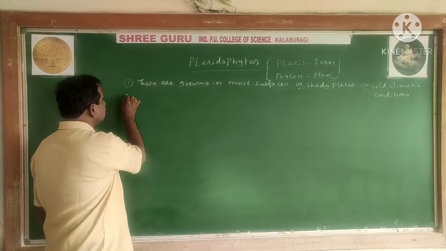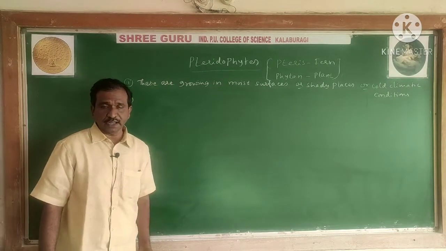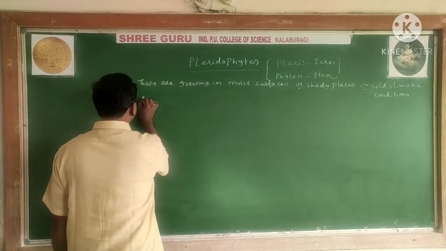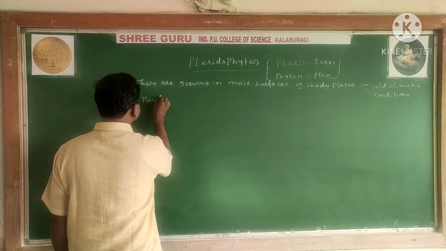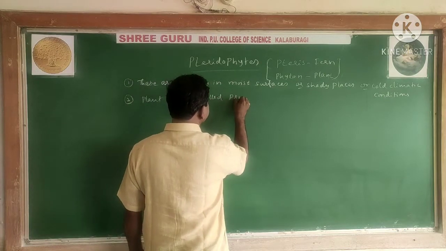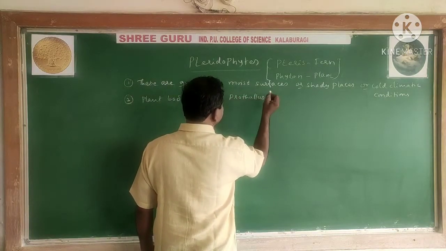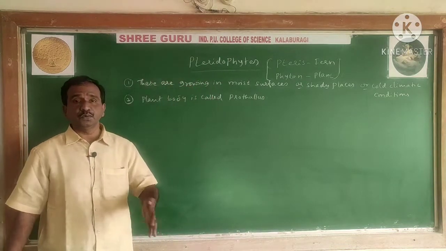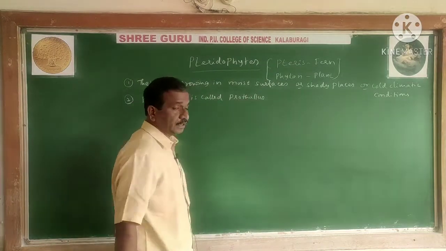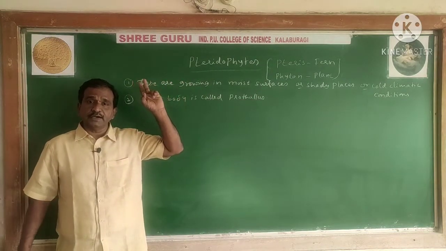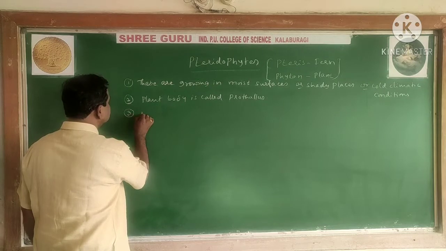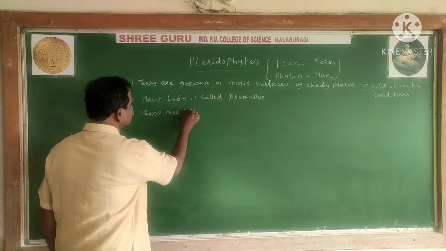The second one is what we wrote in the case of bryophytes. There, the plant body is called a thallus. Here, the plant body is called a prothallus. Why is it called a prothallus? Because the plant body is differentiated into root, stem and leaf. In bryophytes we studied that it is not differentiated into root, stem and leaf. Next, the third character: these are vascular.